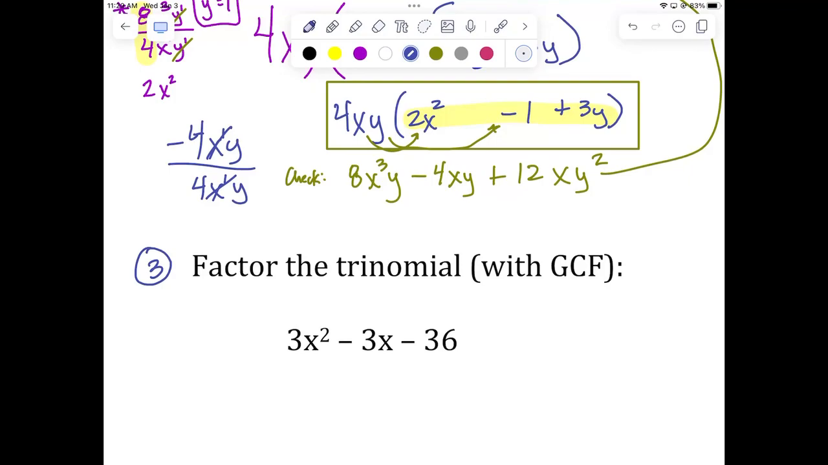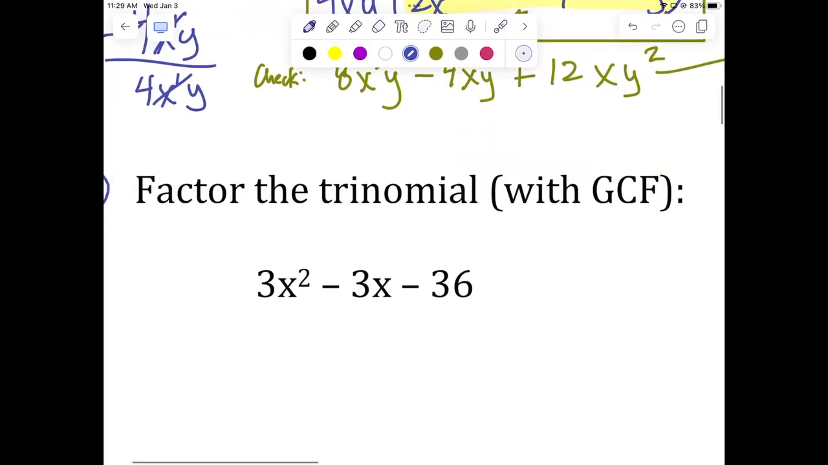The first rule of factoring is always to look for a greatest common factor. You're not guaranteed to have one other than 1 or negative 1, but you always look first. Is there a common factor in these three terms? Yes, what is it? 3. There's no variable, but there's a 3. So I will divide the 3 out from each of the terms, and I'll put the 3 that I divide out in the front. What's 3x squared divided by 3? x squared. What's minus 3x divided by 3? x. What's minus 36 divided by 3? 12.